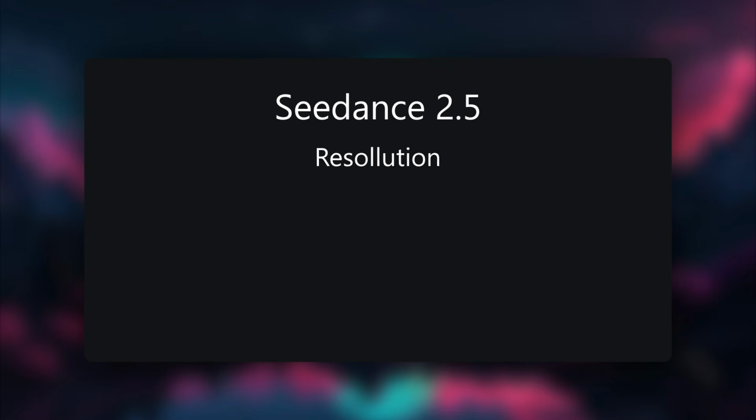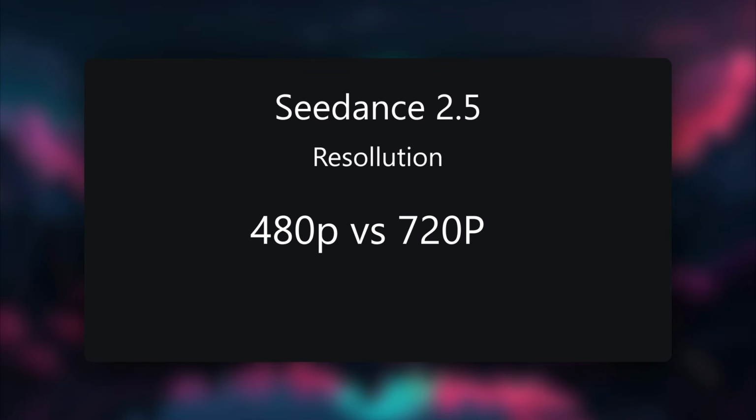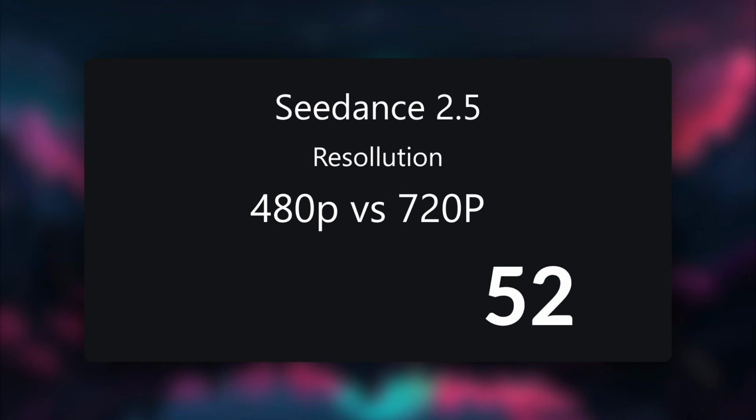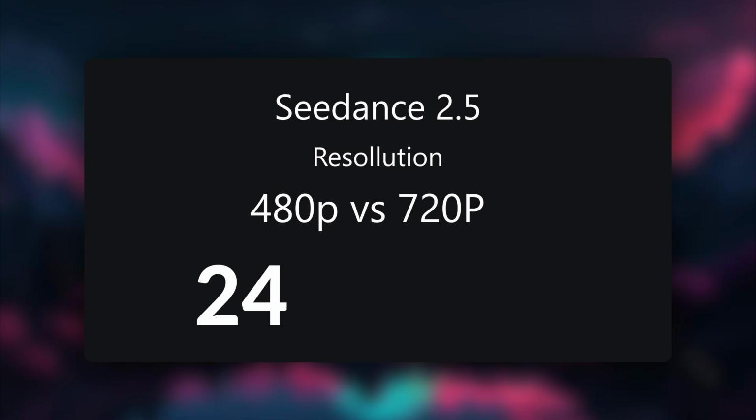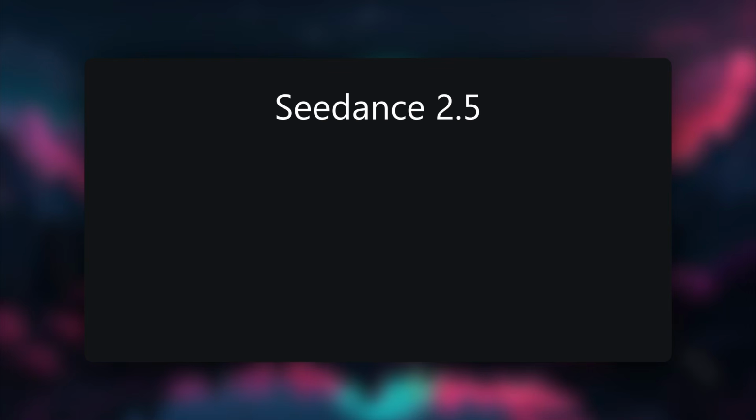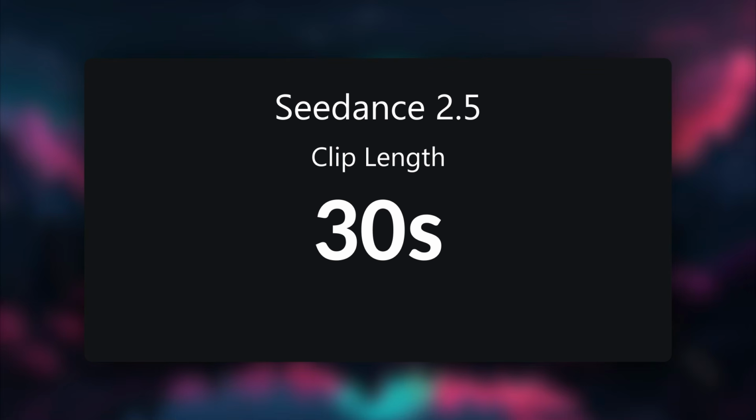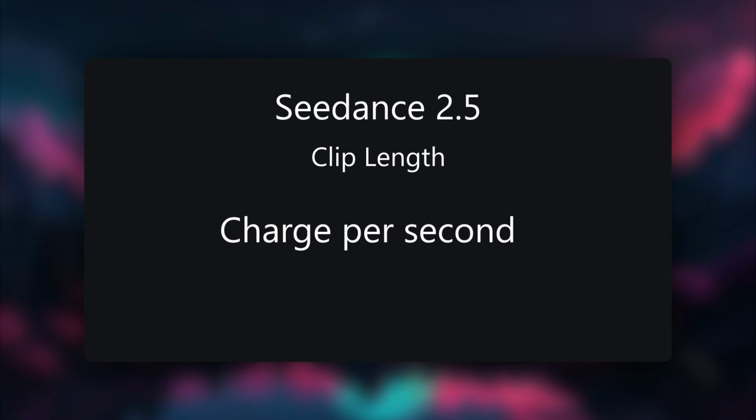1. Resolution: 480p versus 720p. Drafts generated at 480p cost roughly half of what a 720p clip costs. On Higgsfield, for example, dropping from 720p down to 480p cuts your credit draw from 52 credits to 24 credits. That single tweak doubles the number of test shots you can run per month. 2. Clip length: Seedance 2.5 supports native 30-second single-pass renders, but how platforms bill length varies wildly. Some charge strictly per second, while others bill in rigid 4-second blocks.